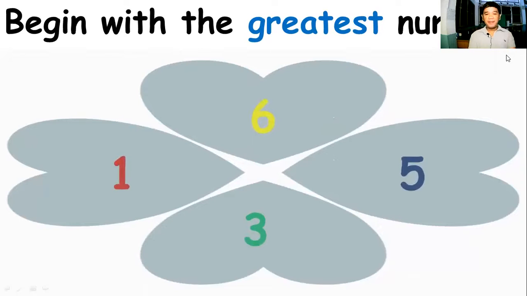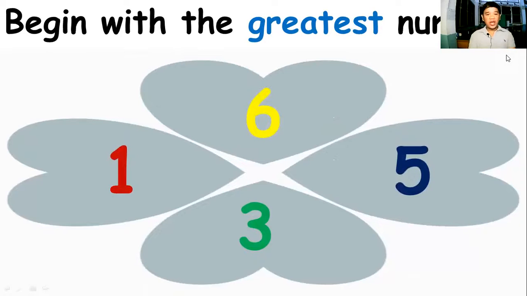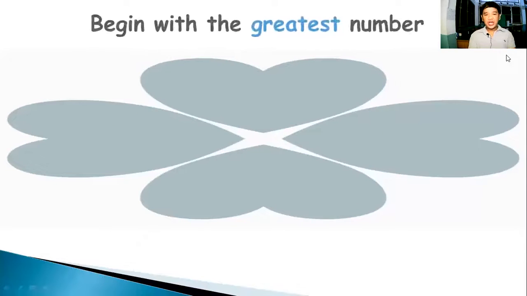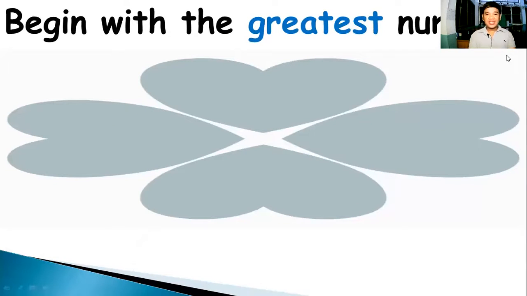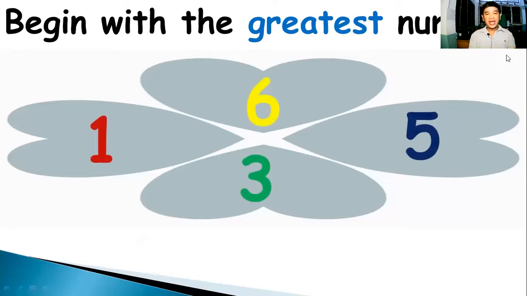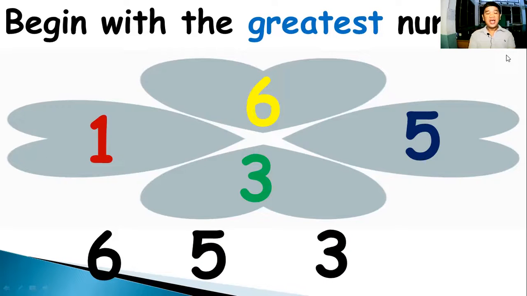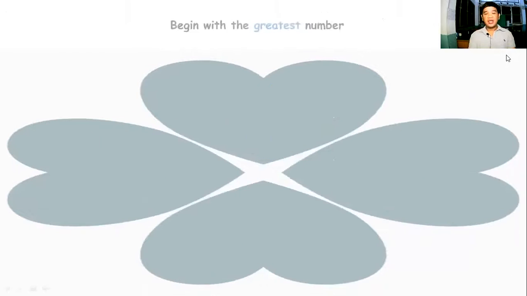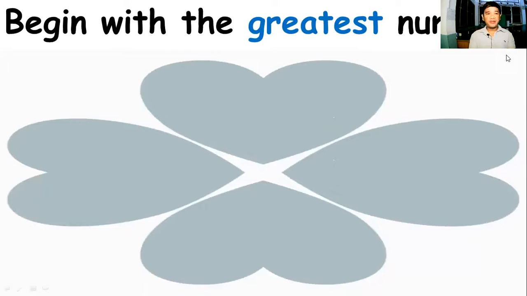And the given numbers are 6, 1, 3, and 5. So let us arrange the number from the greatest to smallest. Okay? So we have here, and our greatest number is 6, and then after 6 is 5, and then next is 3, and the lowest number is 1. That's right. Okay, we have another one.